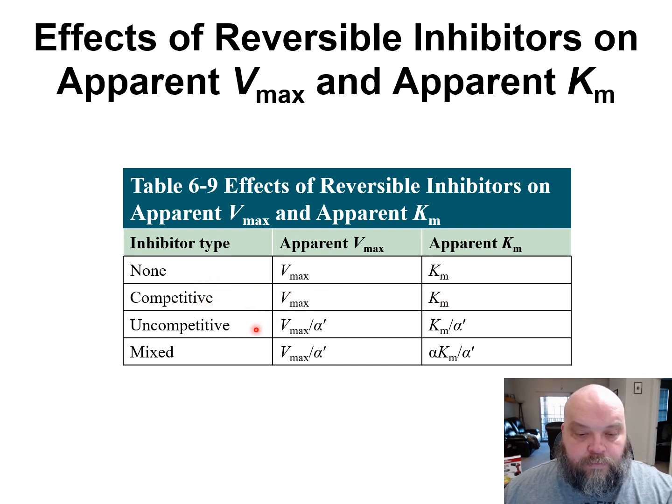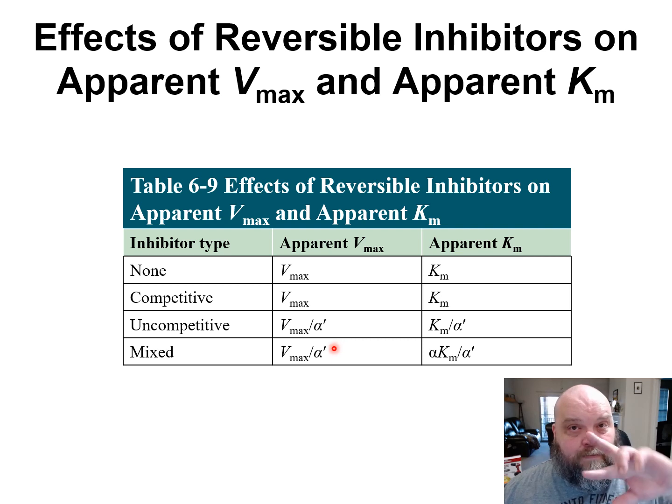If you have, using reversible, Vmax, Km when there's no inhibitor, these are normal. Competitive, Vmax stays the same, Km roughly the same. Uncompetitive, Vmax divided by alpha prime, but remember when you're graphing it, you're flipping, you're taking the reciprocal, hence the alpha prime over Vmax. Mixed, alpha prime, alpha Km, alpha prime.